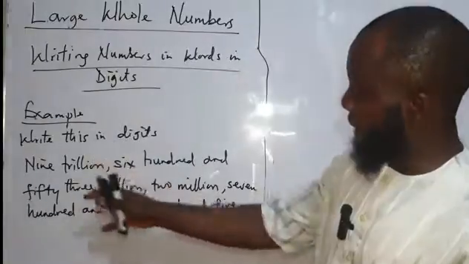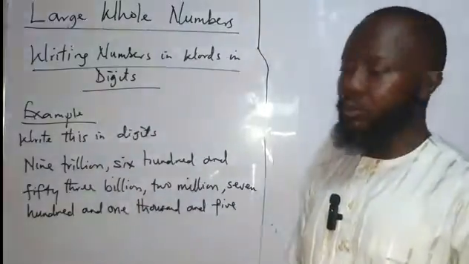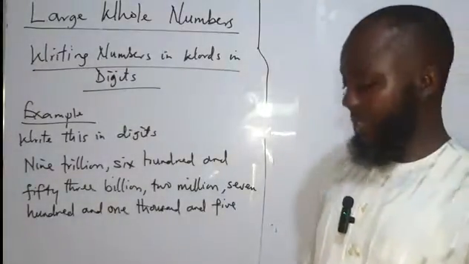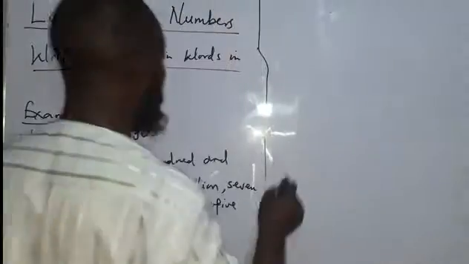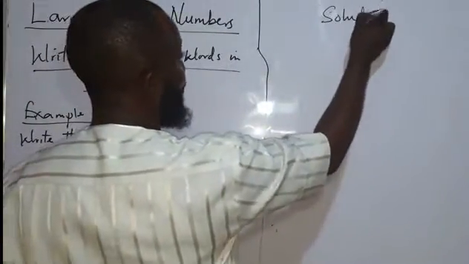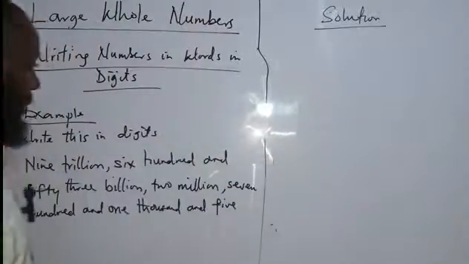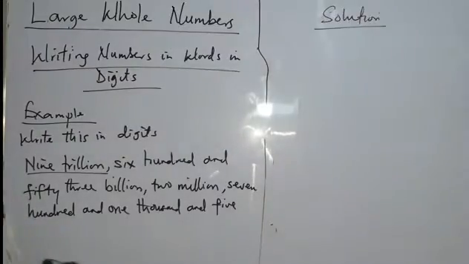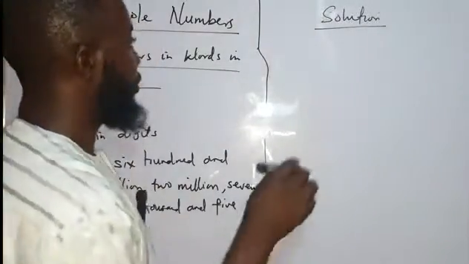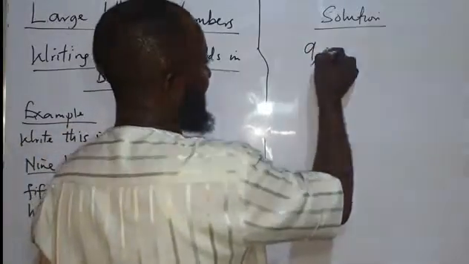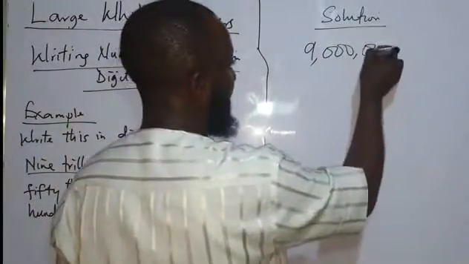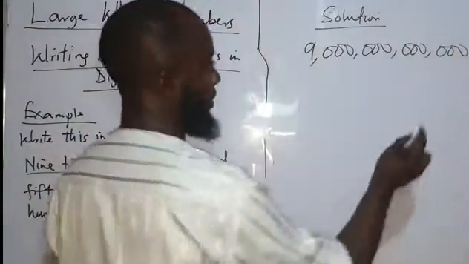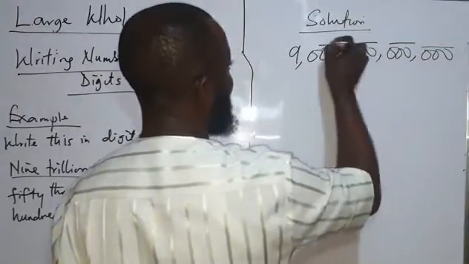So they have problem with that, and it's very simple. Let's see how to analyze that. We want to write this in digits. They are in words, we want to write them in digits. So how do we do this? We're going to break them down in detail. The first part here is 9 trillion. We write 9, then this is thousand, million, billion, trillion.